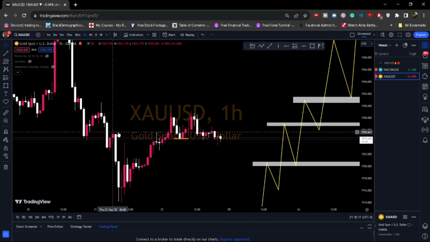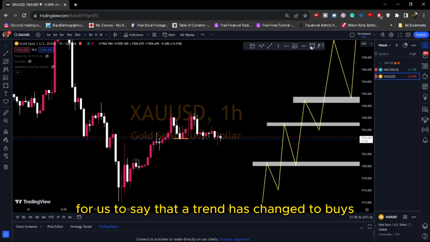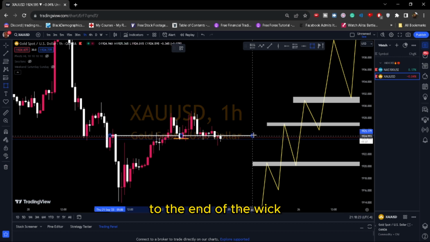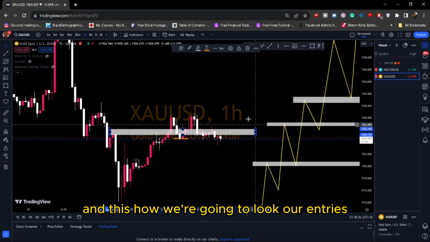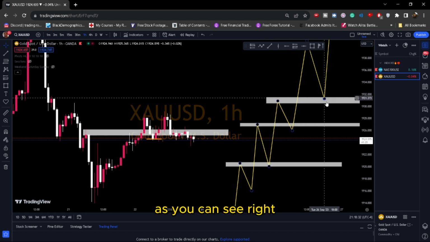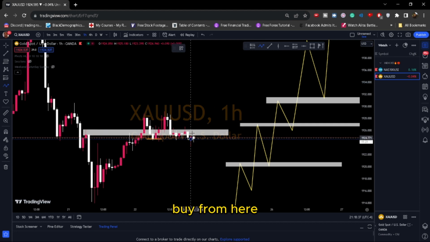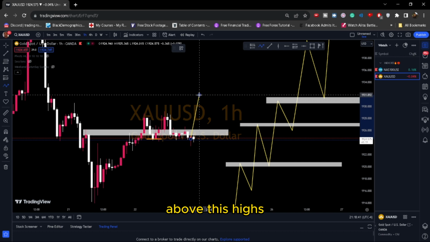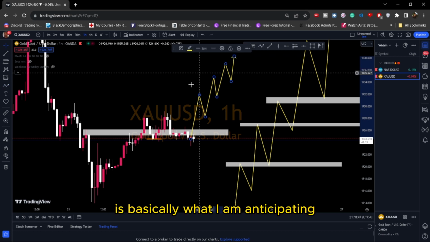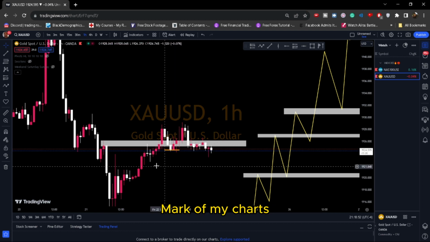So again, like I told you guys, this was the low that had to be broken for us to say that the trend has changed to buys. So we're going to mark that low from the body to the end of the wick, and this is how we're going to look at our entries. Like I said guys, our entry is based on these zones, as you can see, right? So right now guys, we are anticipating that price wants to buy from here above these highs, retrace again, and then continue what it is doing as a trend. This is basically what I am anticipating. So right now, this is basically how I would mark up my charts, literally like this.